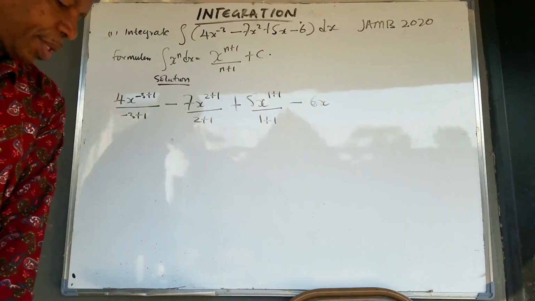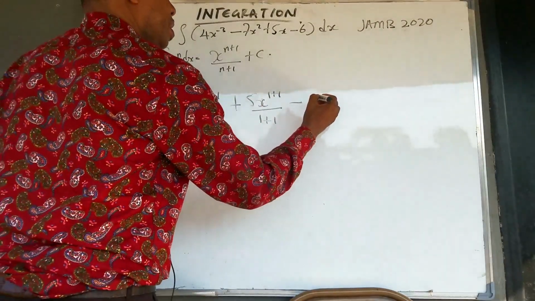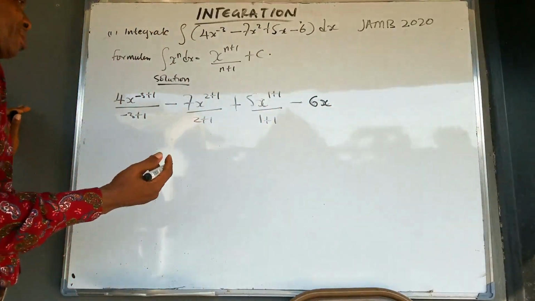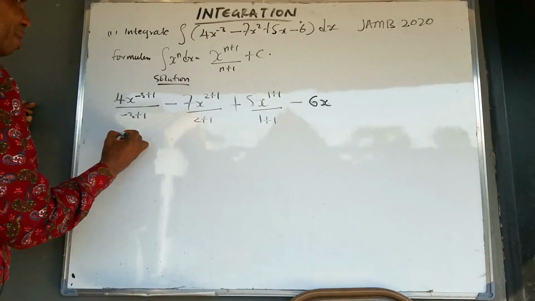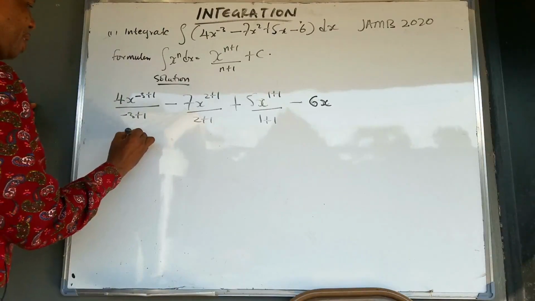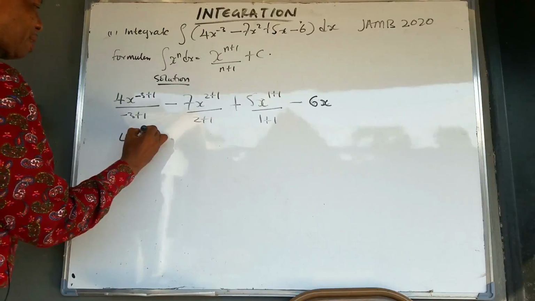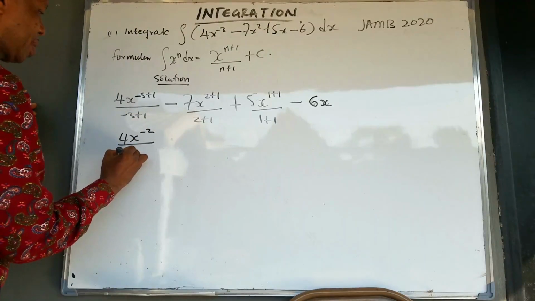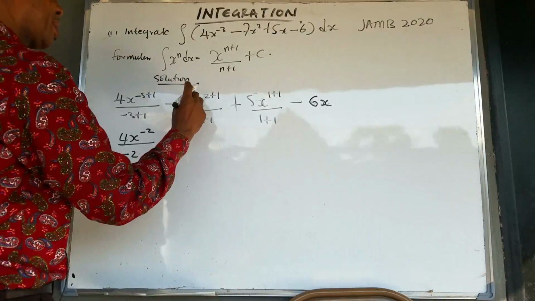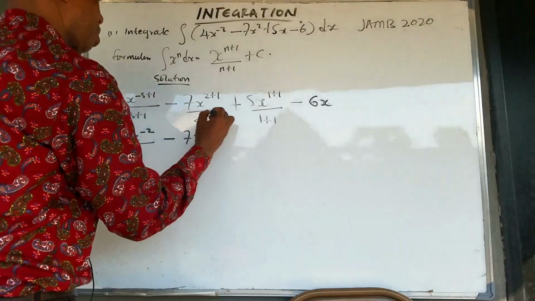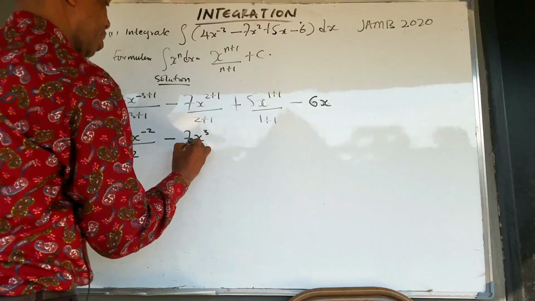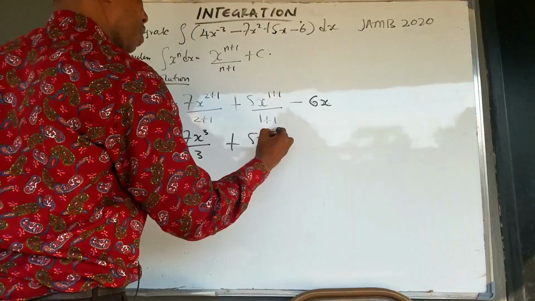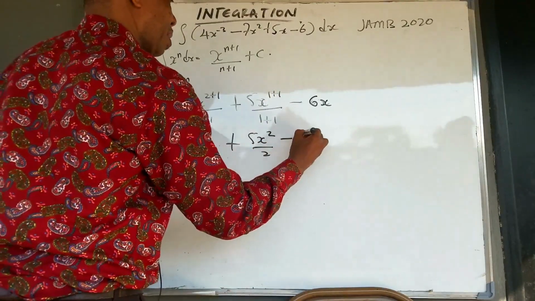Now, at this stage, we are almost through. It's so simple. So what we have next will become 4x to the power minus 3 plus 1, which will definitely give us minus 2, all over minus 3 plus 1, which gives us minus 2, minus 7x to the power 2 plus 1, which gives us 3, all over 3, plus 5x to the power 1 plus 1, which gives us 2, all over 2, minus 6x.